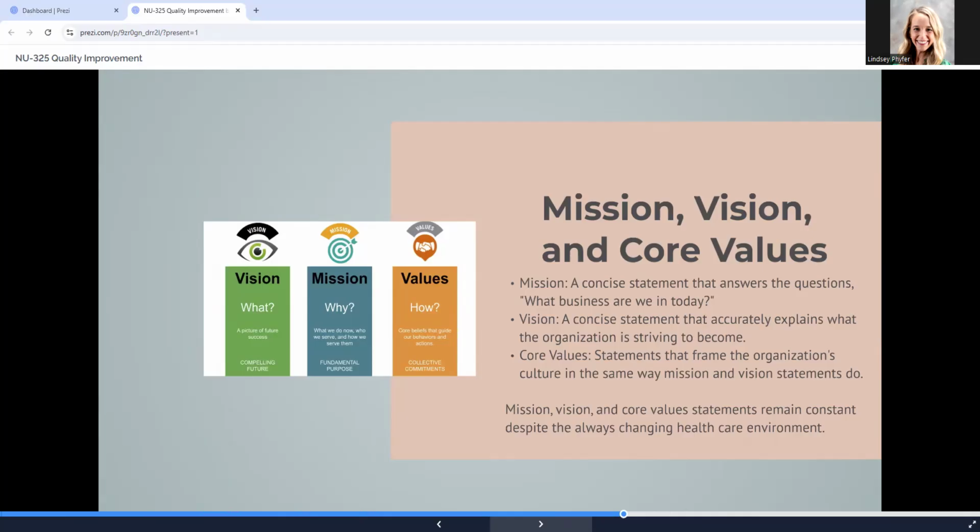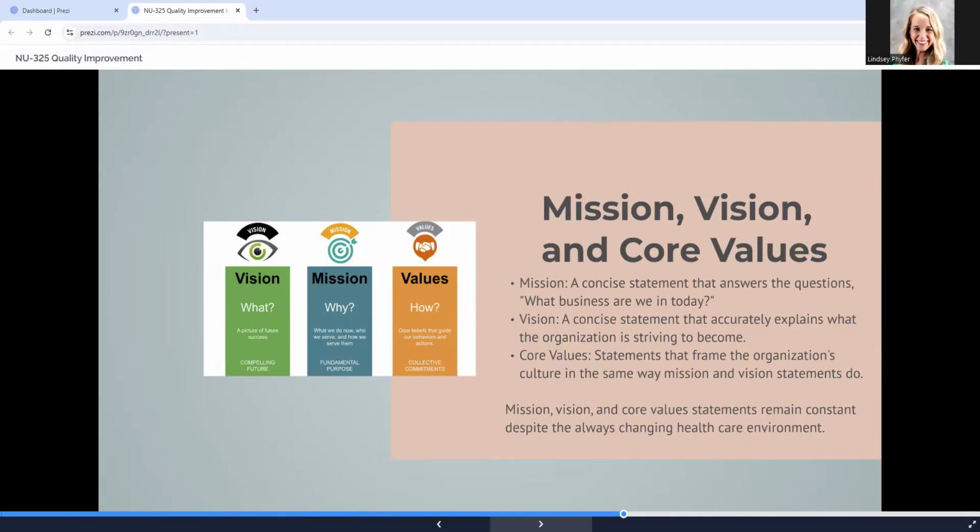So a simple mission statement could be something like, to improve the health of those we serve with a commitment to excellence in all that we do. Now, when you think about how that may differ from a vision statement, remember a vision statement is accurately explaining what the organization is striving to become. So a vision statement is more so trying to look towards the future and almost describe an even bigger goal. An example of a concise vision statement could be to be the best health system in the universe.